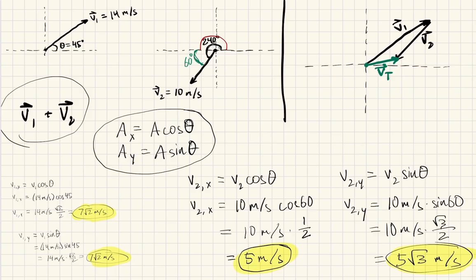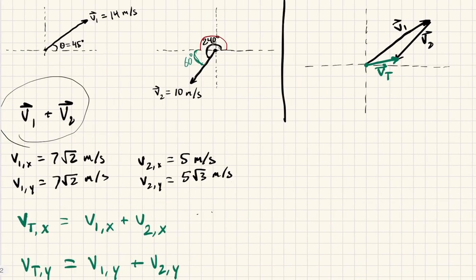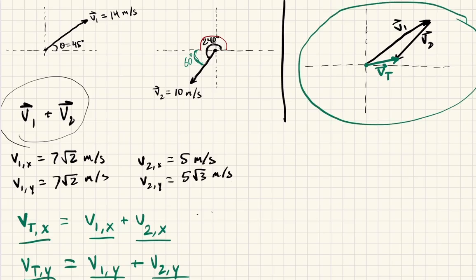Okay, so now we can move on to step 2, which is to add vector 1's x component and vector 2's x component to find the x component of the resultant vector, and to add vector 1's y component to vector 2's y component to find the y component of our resultant vector. And I've kind of drawn a visual up here where VT, T standing for total, is our resultant vector, okay? And so let's go ahead and do this real quick. Vector 1's x component, we know, is 7 root 2 meters per second. And that's this right here.